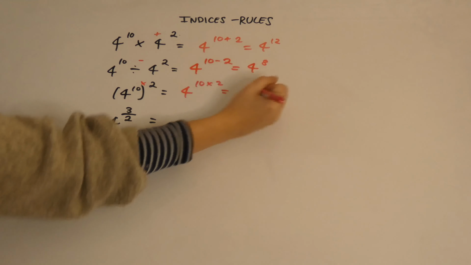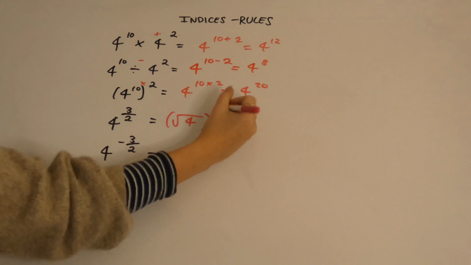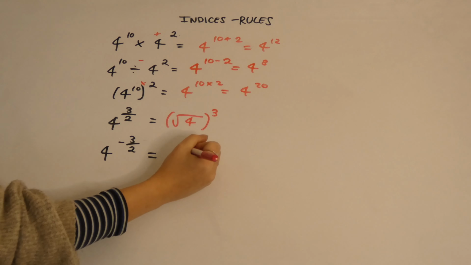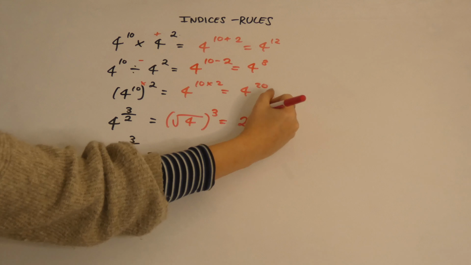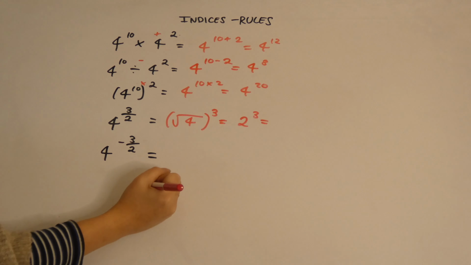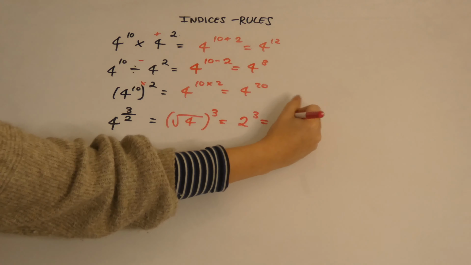Now here we've got a fractional indice, so what we have to do is deal with the denominator first, which is 2. This means the square root. So we can just do the square root of 4 to start. We can then put that in brackets to the power of the numerator, which is just 3. So we end up, the square root of 4 is just 2, so we end up with 2 cubed. 2 times by 2 times by 2 just gives us 8.